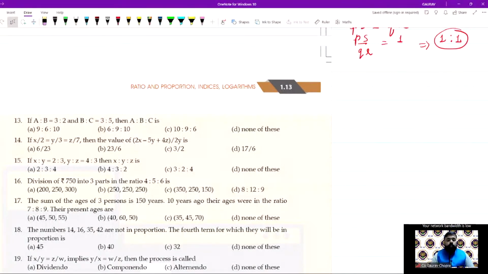Now, in question number 13, we are given A ratio B. The ratio between A and B is 3 is to 2.